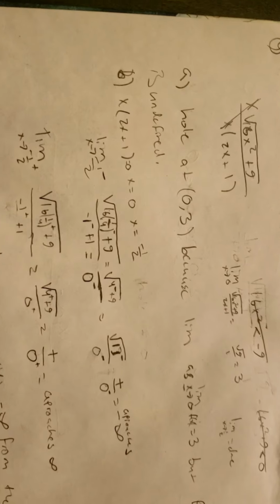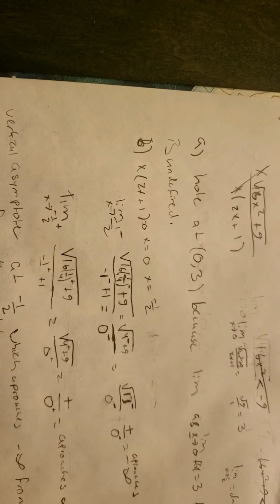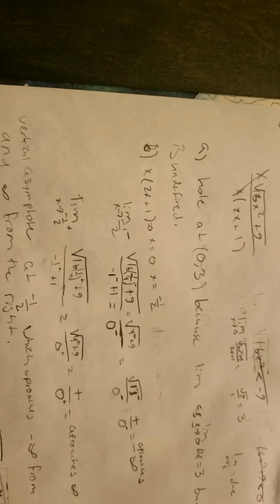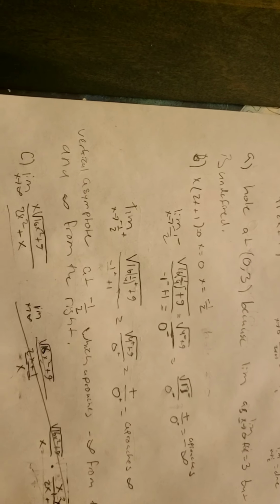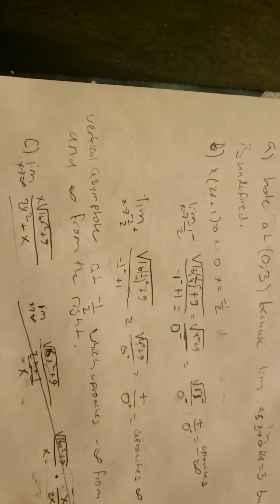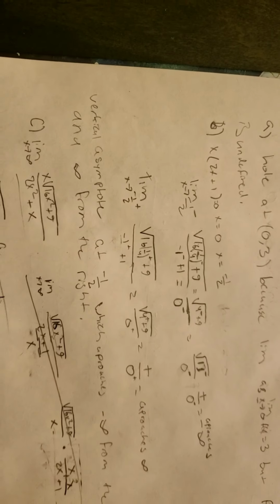9a. So I know that x got pulled out, so that means there's a hole at x. So I did the limit as x approaches 0 of the simplified version, and you get square root of 9 over 3. Square root of 9 over 1, which equals 3. There we go. So therefore, there's a hole at 0, 3, because the limit approaches 3, but the value at 0 is undefined.